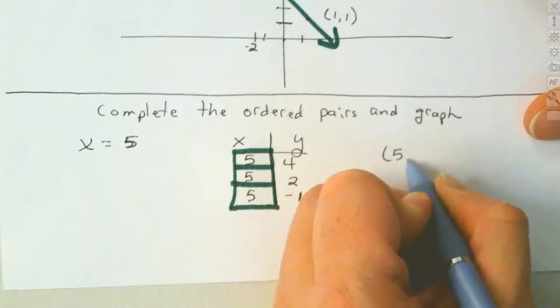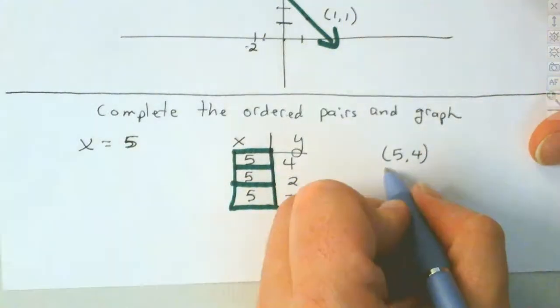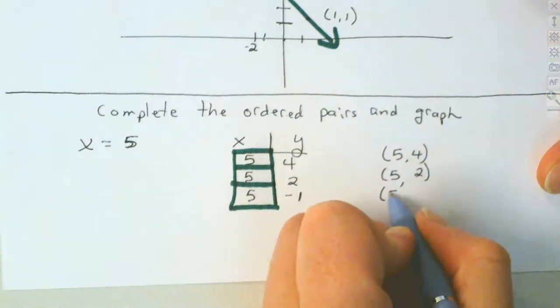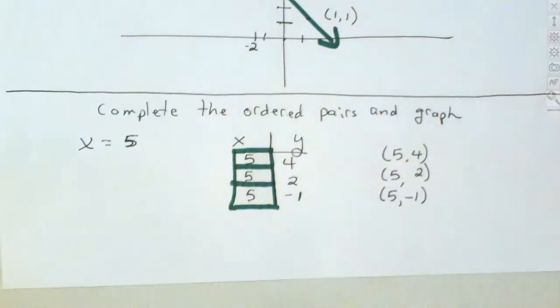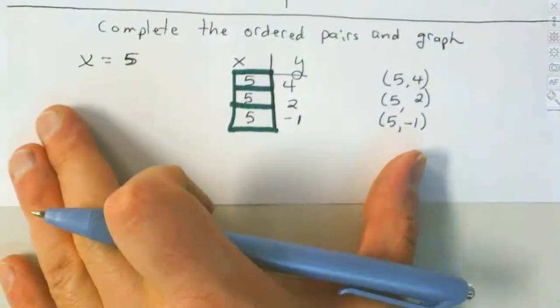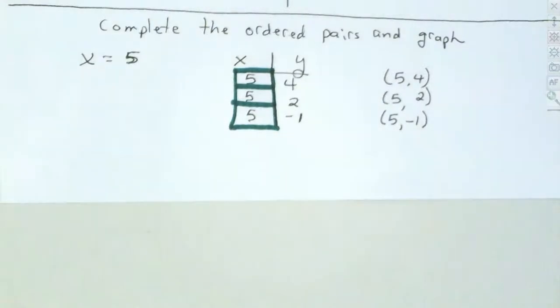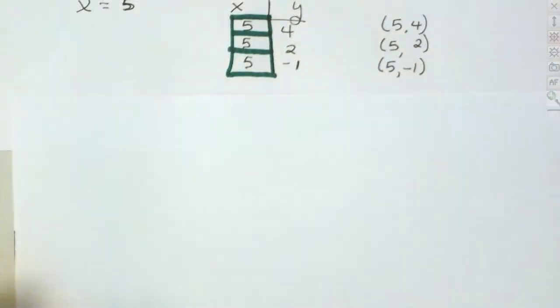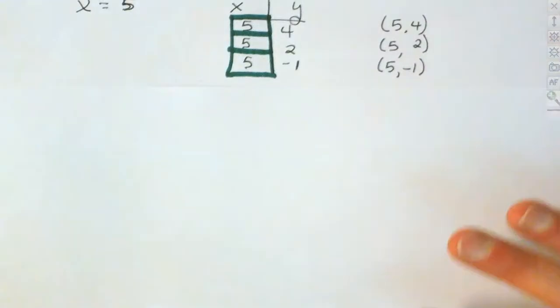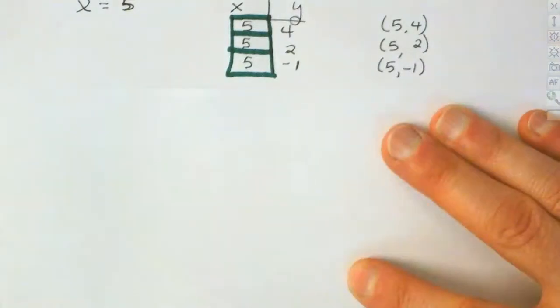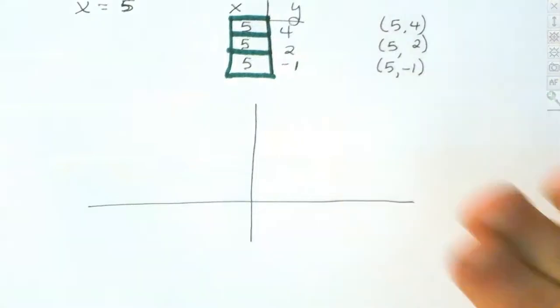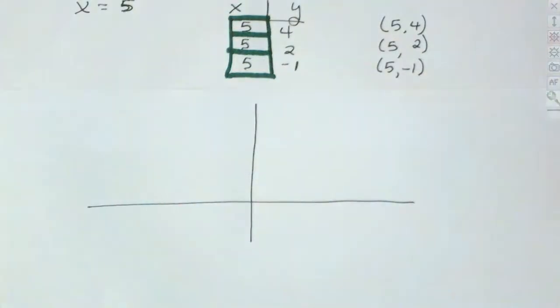Now, what do our ordered pairs look like? Well, they're going to be 5, 4. They're going to be 5, 2. And then we've got 5, -1. And when we connect them together, what is my picture going to look like? When I connect these all together, it's no longer going to be a diagonal line. It's going to be a vertical line. And so let's connect these dots together.